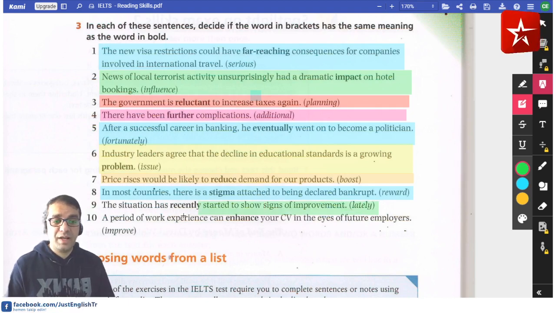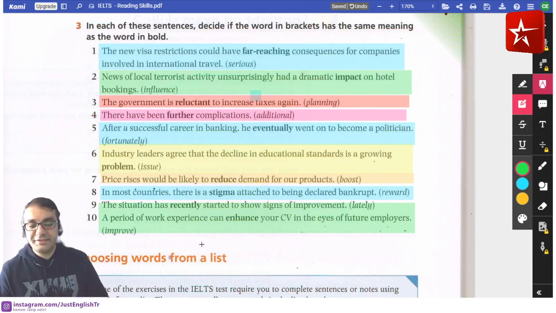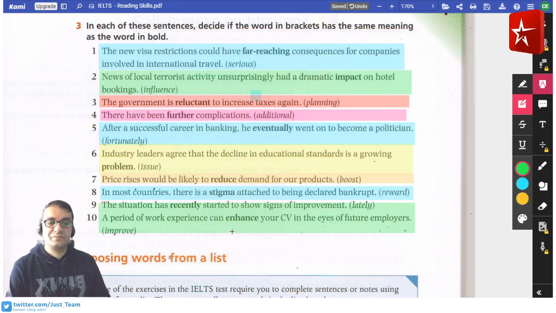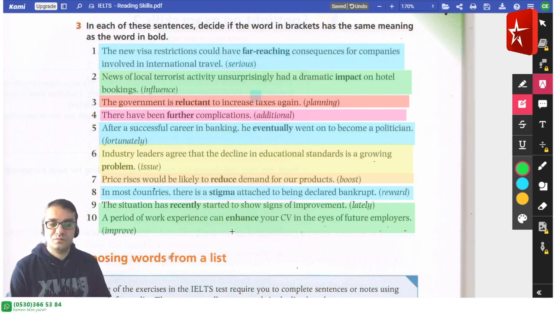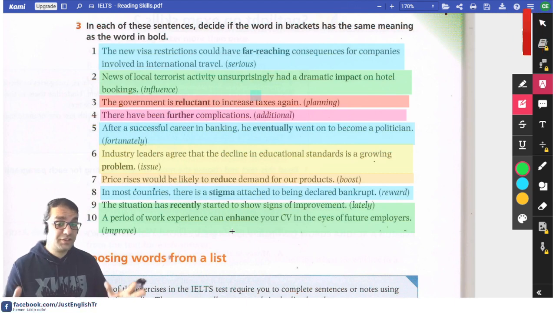Okay. What about number 9 and 10? Nine is yes, that's correct. Okay, that's wonderful. And what about 10, folks? Ten is, of course, yes.